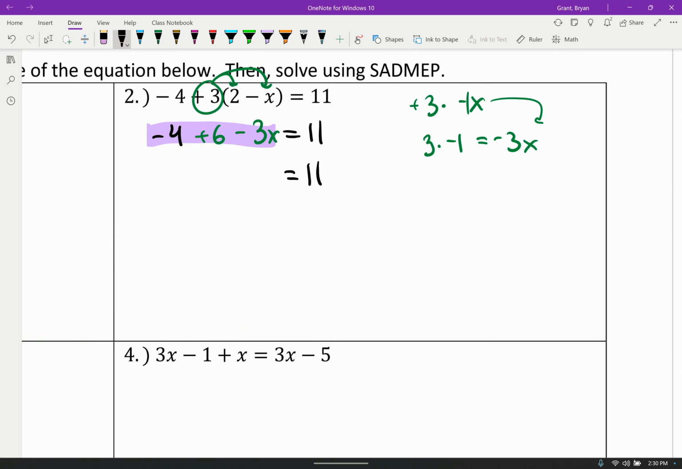So I'll bring down the 11. Don't forget your equals. And my like terms here seem to be negative 4 plus 6. Or read it backwards. 6 minus 4 is 2. I like to write my x's first, so negative 3x won't change. But if 6 minus 4 is positive 2, I'll put a plus 2 at the end.